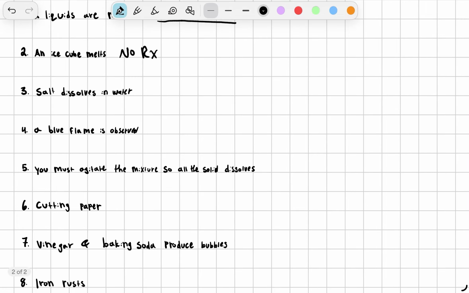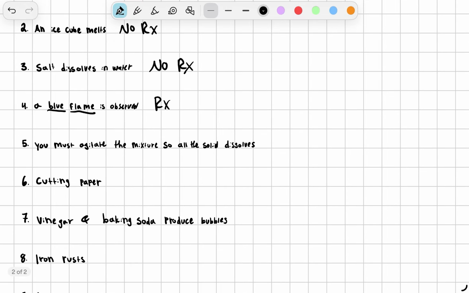Number 3, salt dissolves in water. This is no reaction. You're not actually forming a new substance here, you're just breaking salt down into its ions. Number 4, a blue flame is observed. There's a few clues here. We see blue, that could be a possible color change, and we see the word flame, which indicates heat is being produced and light is being produced. So this is a reaction.